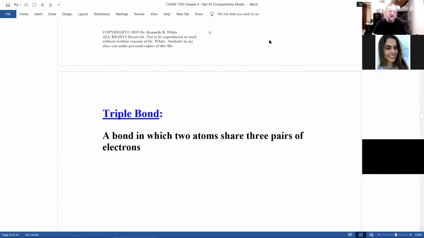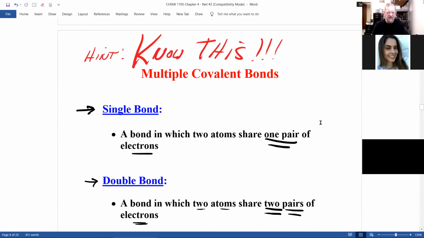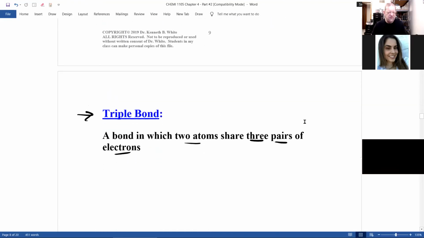And finally, the third one is a triple bond. A triple bond is three pairs of electrons being shared between two atoms. So we have a single bond, one pair of electrons being shared, double bond, two pairs of electrons being shared, and finally, triple bond, three pairs of electrons being shared.